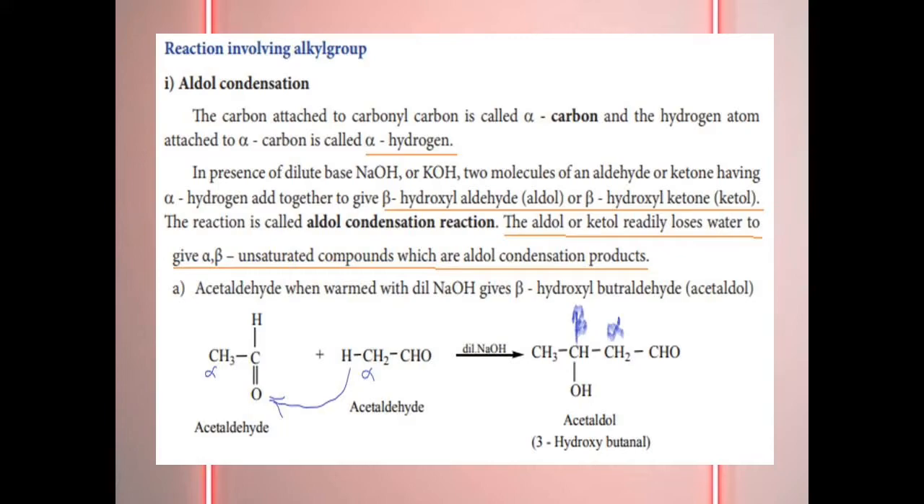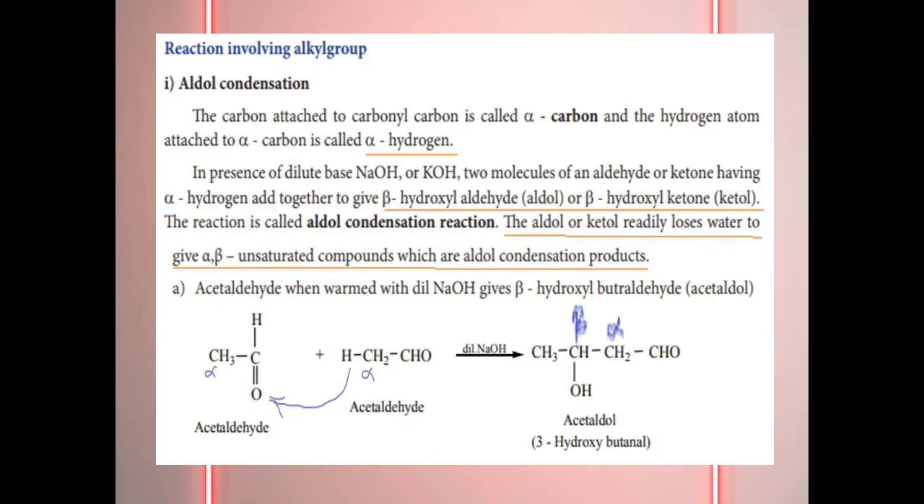The next one: acetaldehyde is reacted with another acetaldehyde in the presence of dilute sodium hydroxide or potassium hydroxide, to give acetaldol. That alpha, beta I indicated. The carbon nearer to the aldehyde is called alpha. The carbon nearer to the alpha is called beta. The beta carbon contains hydroxy, so it is called a beta hydroxy aldehyde.